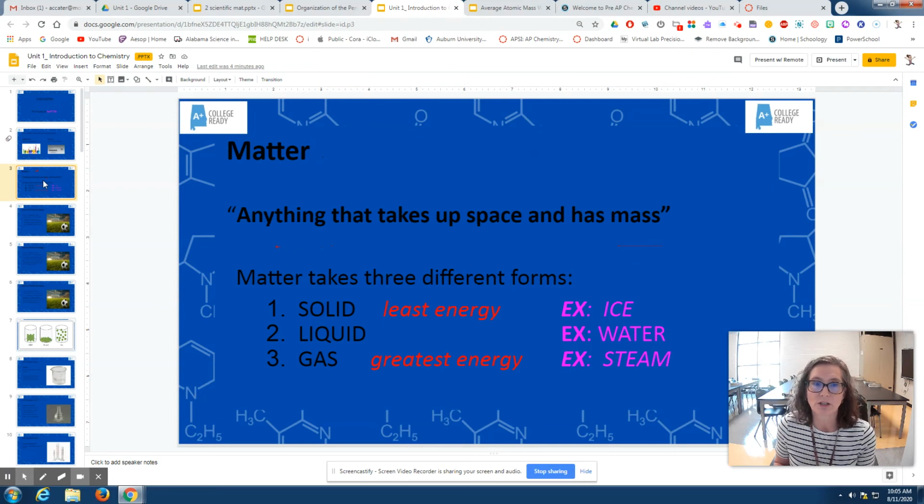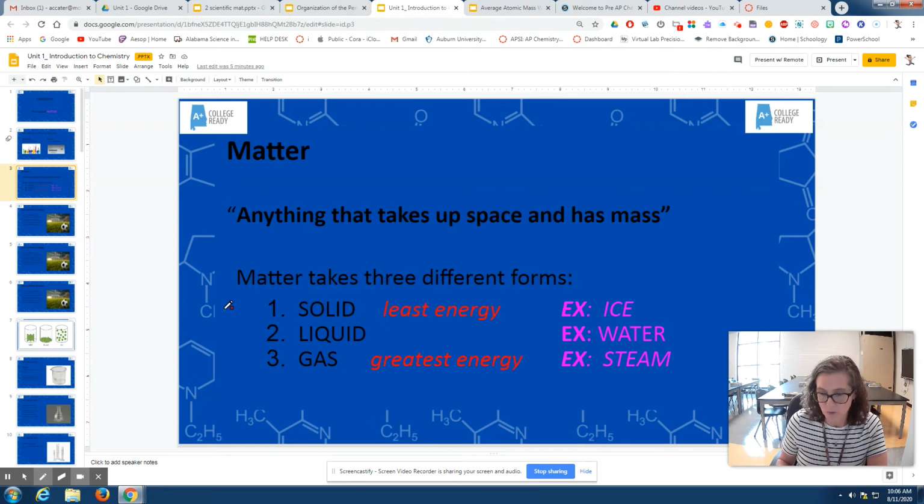So remember, our definition of matter is anything that takes up space and has mass. Again, that should be review. I'm sure you've learned that definition since elementary school. So there are 3 basic forms of matter, and those are ones we're going to spend a little time talking about. We have solid, liquid, and gas.